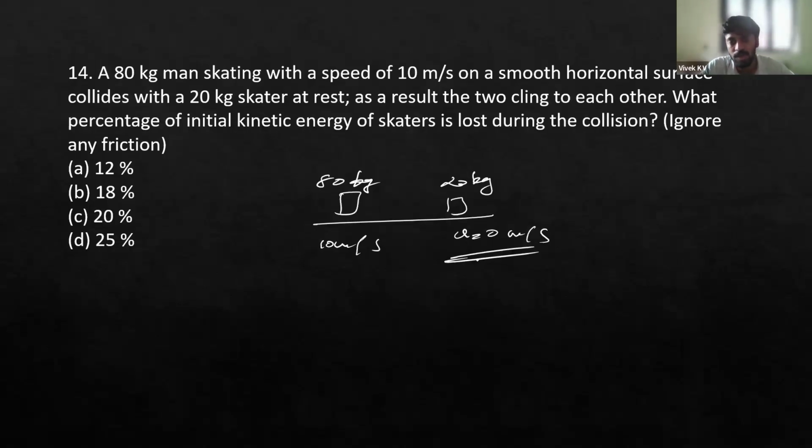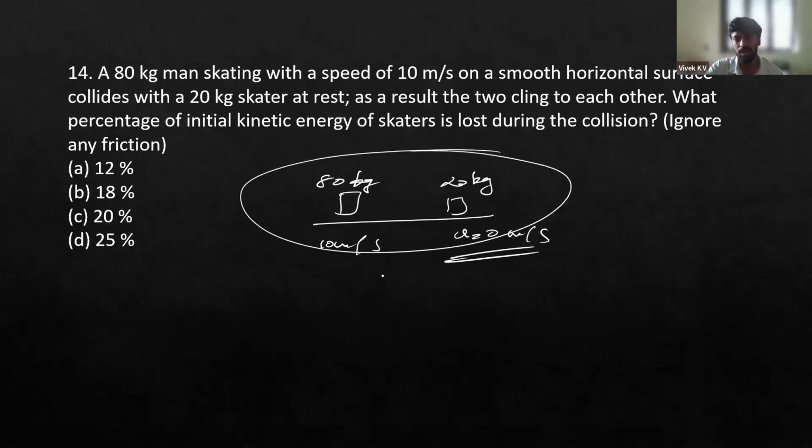As a result, the two cling to each other, meaning they stick to each other. What percentage of initial kinetic energy of skaters is lost during collision? So we have to calculate the percentage loss of kinetic energy. Friction is not considered here. So how do we calculate? We have to find the initial kinetic energy of the system and the final kinetic energy of the system. Then we find what percentage the final kinetic energy is compared to the initial kinetic energy.